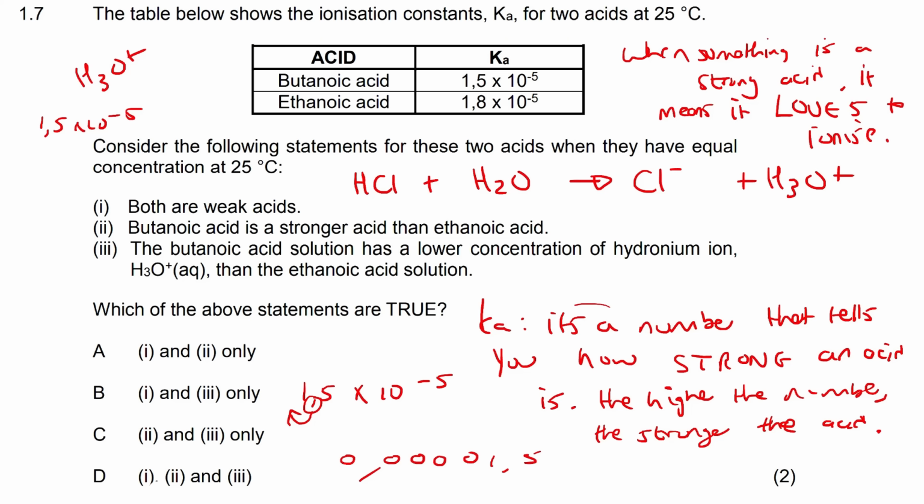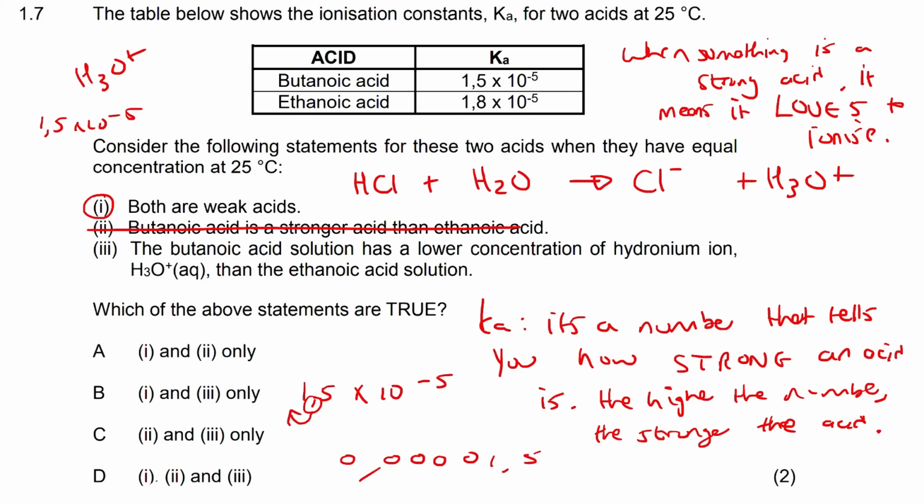So Ka is a number that tells you how strong an acid is. The higher the number, the stronger the acid. So because these numbers are low, they are weak. So are they both weak? Yes. Then butanoic acid is stronger than ethanoic acid. Well, that's not true because this number is a little bit larger. So that means ethanoic acid is actually a stronger acid because its number is a little bit larger. So that's not true. Okay, and then let's look at this one over here.